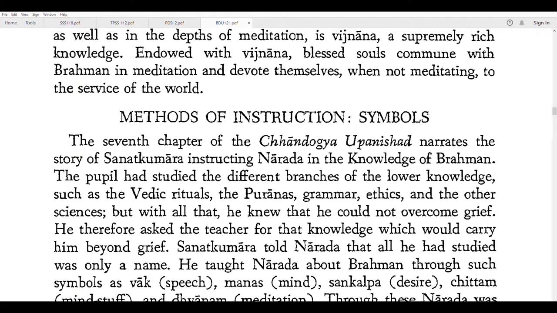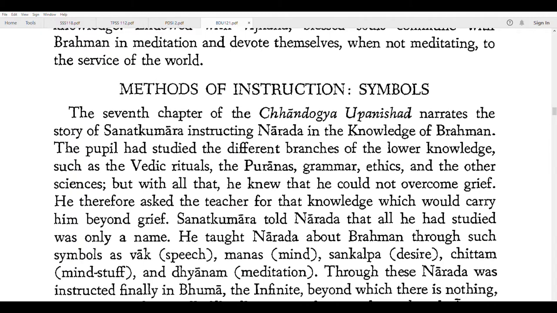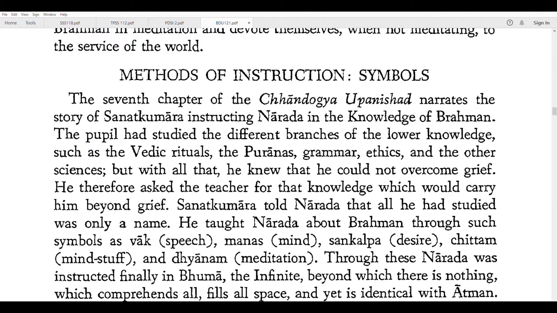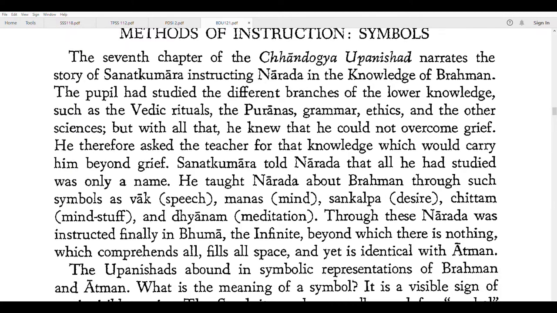The seventh chapter of the Chandogya Upanishad narrates the story of Sanat Kumara instructing Narada in the knowledge of Dharma. The pupil had studied the different branches of the lower knowledge, such as the Vedic rituals, the Puranas, grammar, ethics, and other sciences. But with all that, he knew that he could not overcome grief. He therefore asked the teacher for that knowledge which would carry him beyond grief. Sanat Kumara told Narada that all he had studied was only a name.